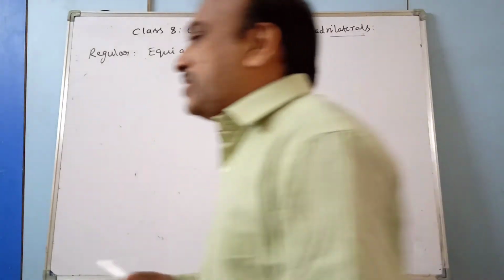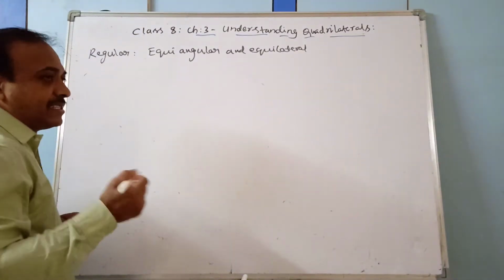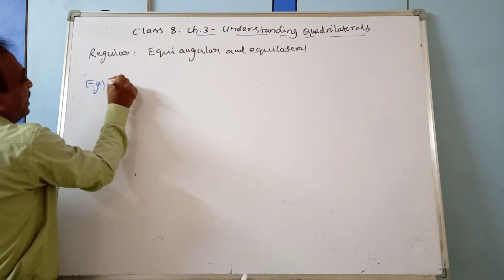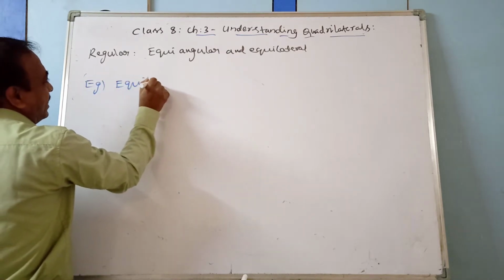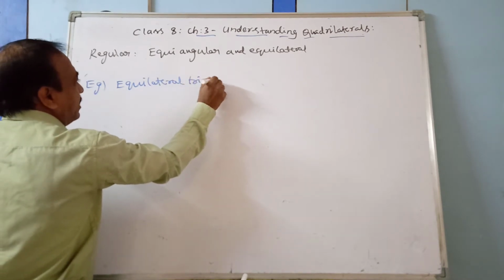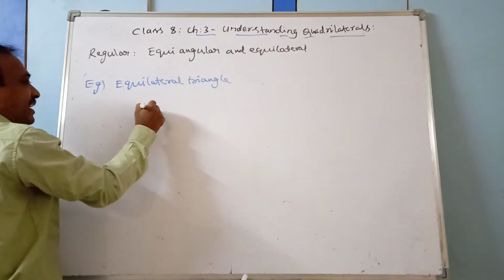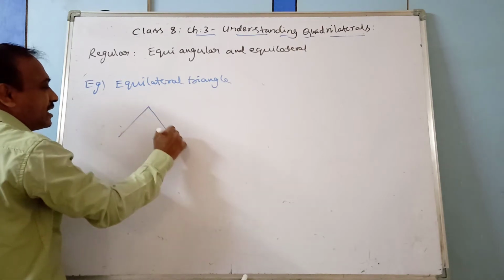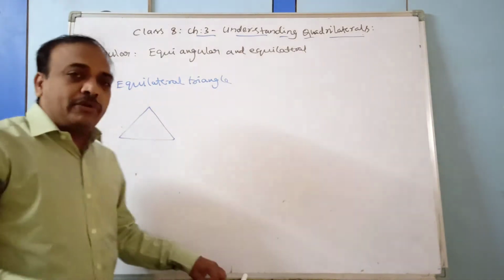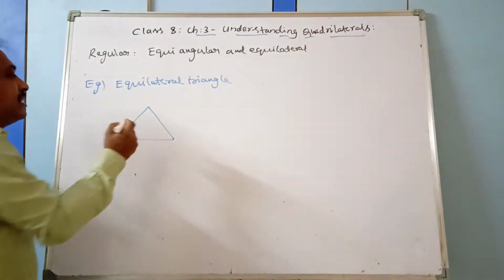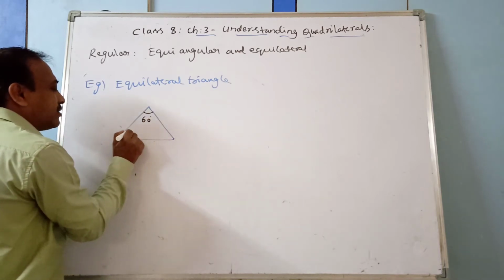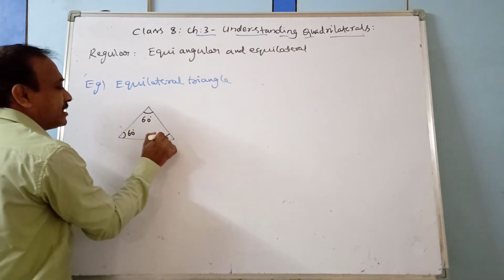Now look at this small example, an equilateral triangle. Equilateral triangle means all the three sides are equal. So each angle will be equal to how much? 60 degrees. Each angle is 60 degrees, here also 60 degrees and here also 60 degrees.